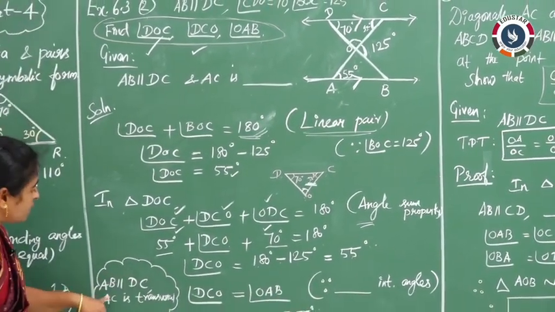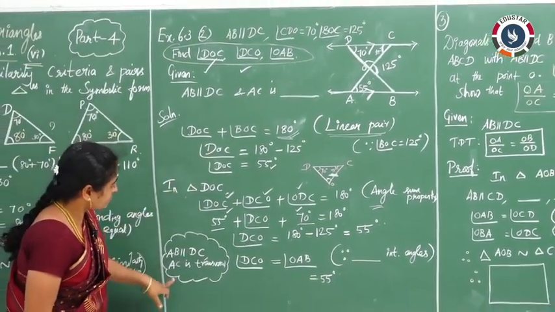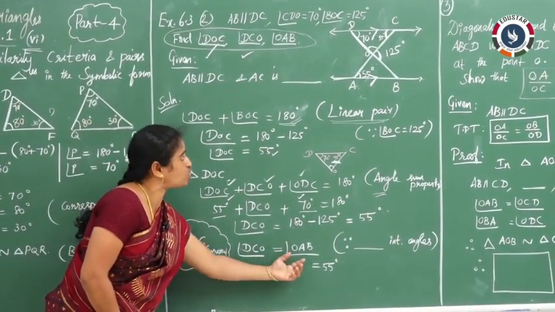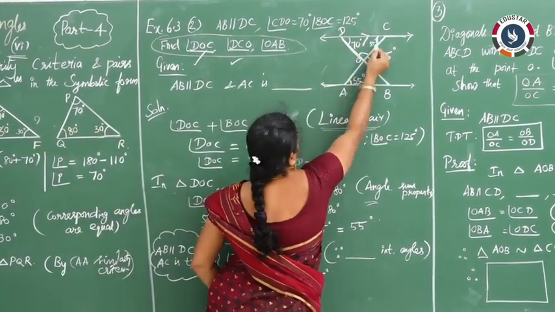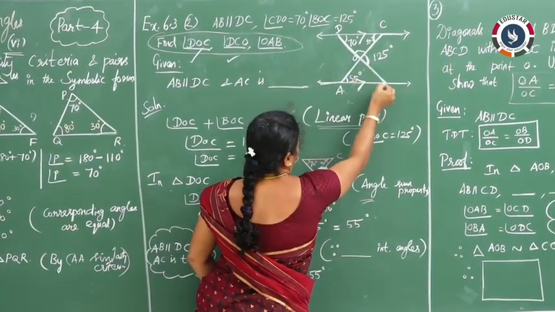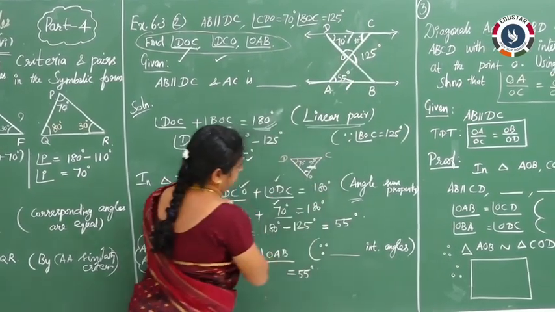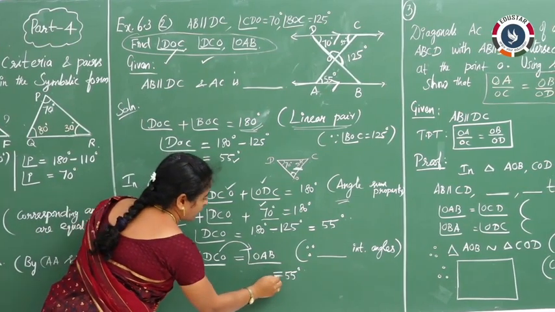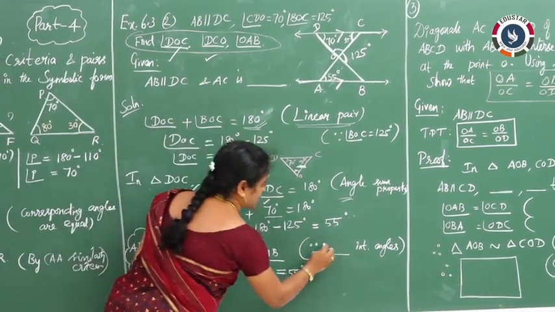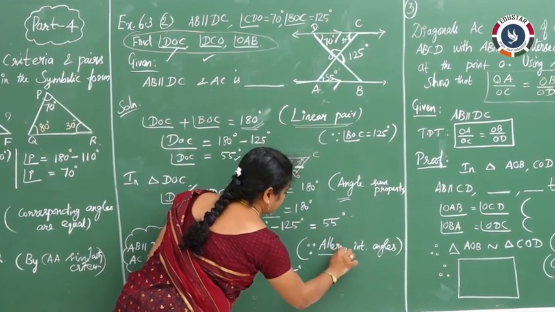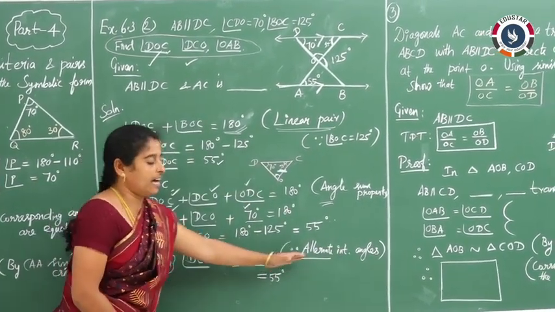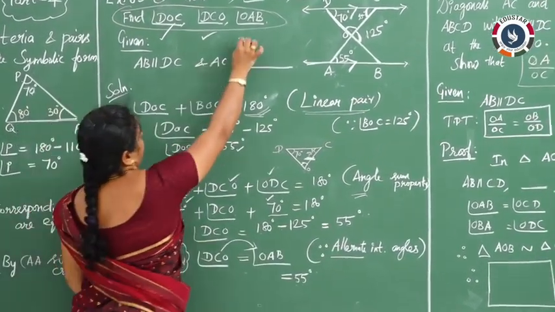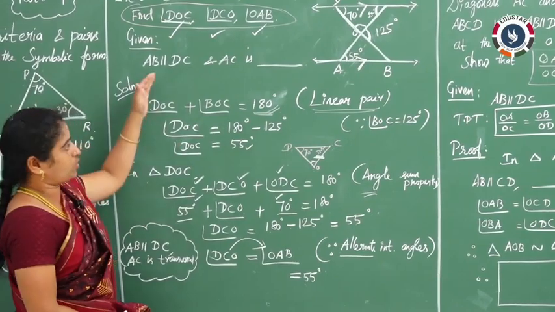So I'll repeat again. AB is parallel to DC and AC is the transversal. How do we compare those two angles? Angle DCO is equal to angle OAB, as AC is the transversal. So that's why DCO can be compared to OAB, which is also equal to 55 degrees. So what is the relation? It is the alternate interior angles. So at last we found angle OAB also.